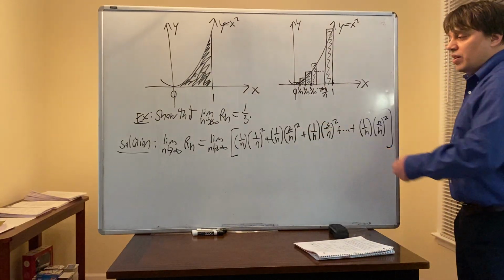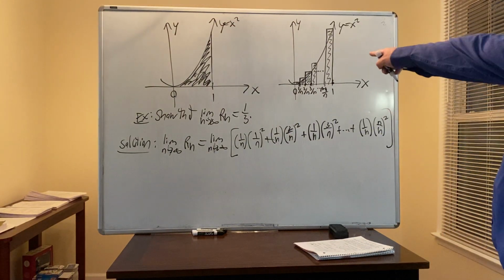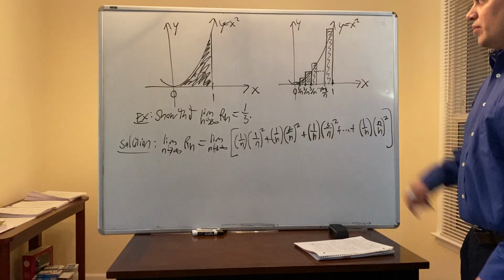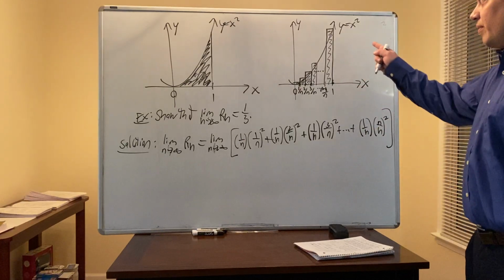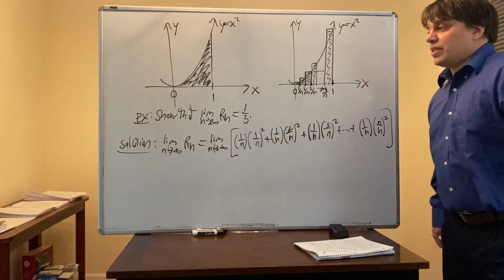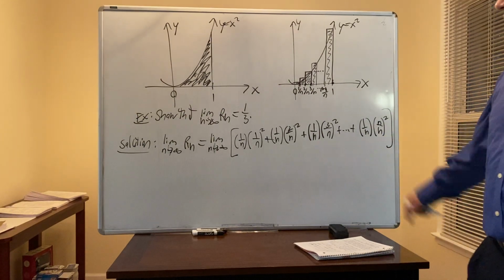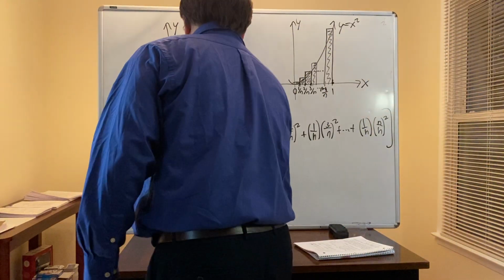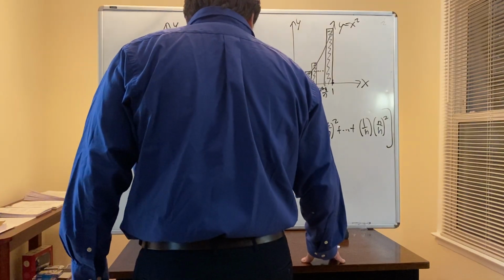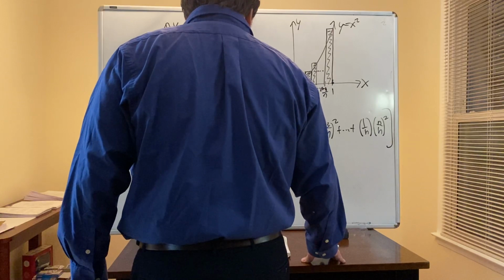So the sum of those n products is the sum of those n approximating rectangles. That's R sub n for this particular function, f of x equals x squared. Now I'm going to take the limit as n approaches infinity of R sub n, that sum of products. To find the limit, I'm going to first factor out as much as possible.